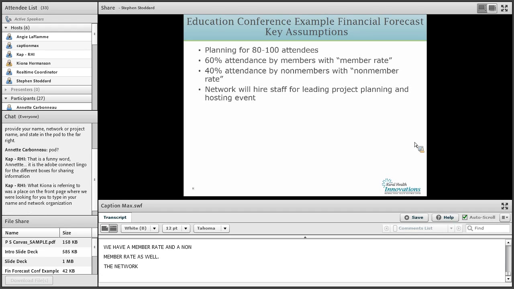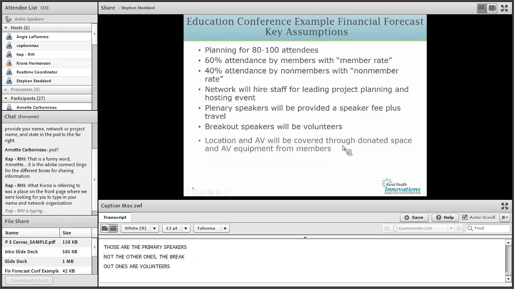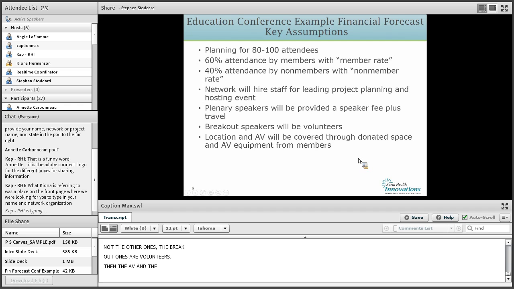Okay. Also, as far as this education conference example that we've been using, we have several key assumptions. First off, we're planning from 80 to 100 attendees for the conference. We have 60% of them as members, so we have a member rate that we charge the members, and then a non-member rate as well. And so that has to factor into this.